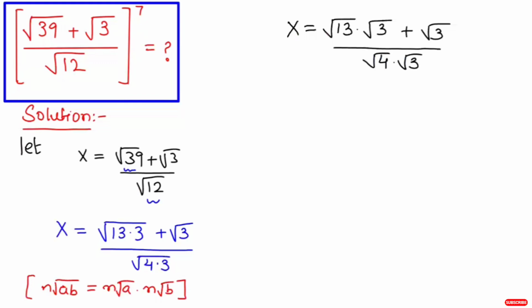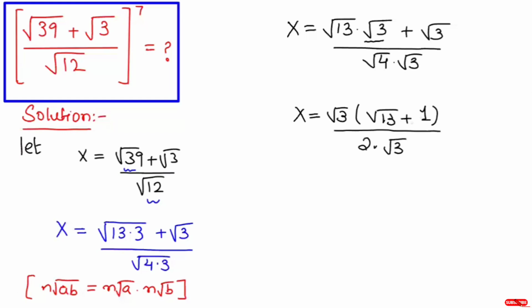Now next I will take the common factor of root of 3. x equals root of 3 times (root of 13 remaining plus 1 remaining) over, for root of 4, we have 2 times root of 3. Now here this and this cancel out. So the next equation we get is x equals root of 13 plus 1 over 2. Next, I will multiply both sides by 2, because this 2 is dividing.